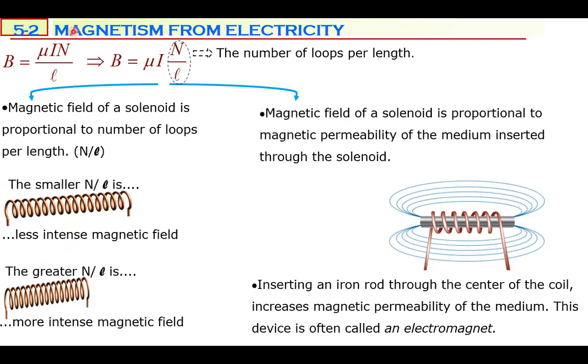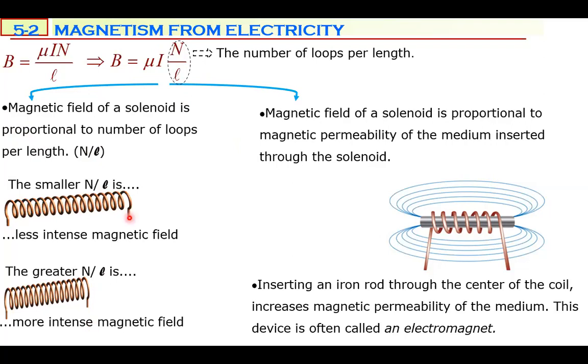Here N over L is called the number of loops or number of turns per length. Yes, B is proportional to N, and yes, it is inversely proportional to length, but B is proportional to N over L, that is, to the number of loops per length. If the turns are farther apart, N over L is smaller, and we get a less intense magnetic field. If you make the loops closer like this one, N over L becomes greater, and a greater N over L means a more intense magnetic field.